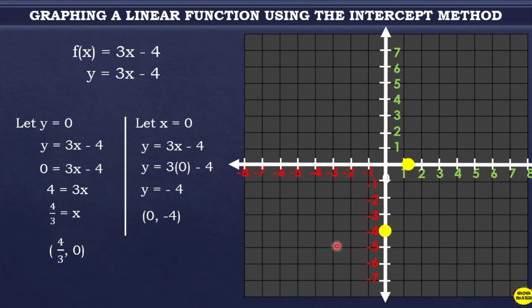Ayun. So laging tatandaan na kapag x-intercept, sa x-axis, it crosses the x-axis. Kapag y-intercept, sa y-axis. Okay? So ayun, negative 4, and then connect. Okay, so as you can see, the graph of the linear function is a straight line. So this is how we graph a linear function using the intercept method.